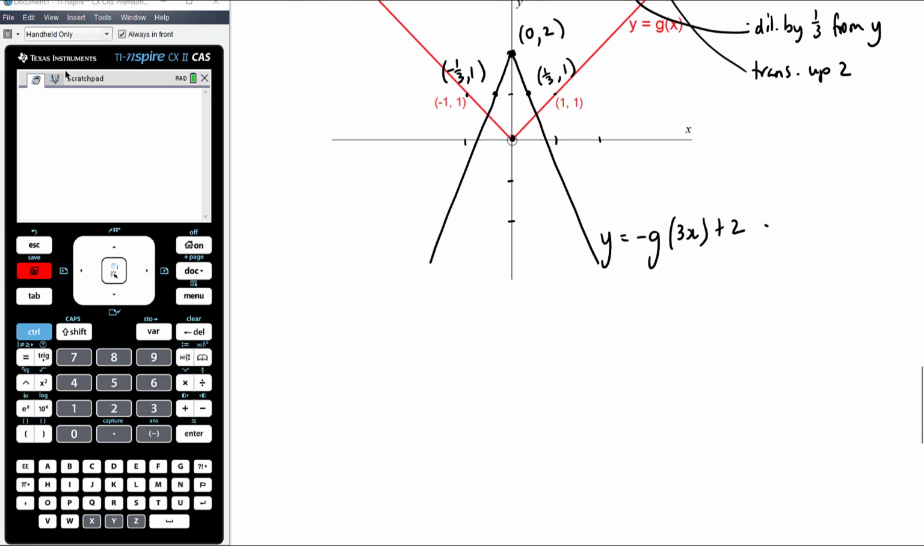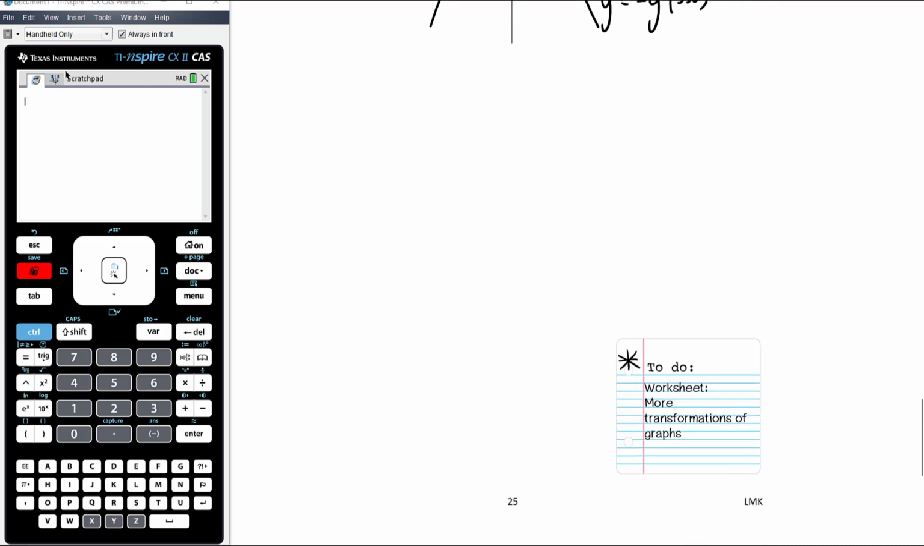Okay. So I want you to be able to think through those transformations just like we did back at the start of this topic, but we're adding in the 2 new transformations and be able to use those transformations to sketch new graphs. So again, there's a worksheet to work on for today.